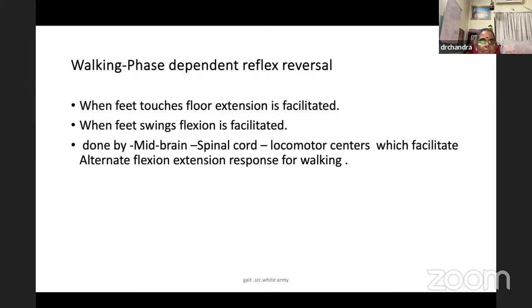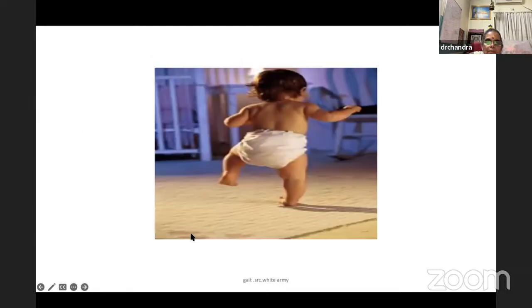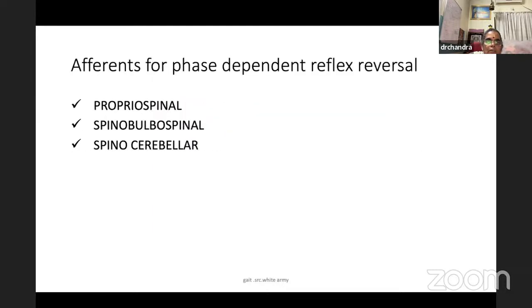So you have two locomotor centers. One is in the midbrain and another in the thoracolumbar cord. Both of them will facilitate this phase-dependent reflex reversal. So the afferents are going through, when the leg is touching the floor, extension is facilitated. How does the body know that that leg is touching the floor? Through the propriospinal inputs, the spinobulbospinal inputs and spinocerebellar inputs through the Clarke's column. Which part is touching the floor will be conveyed to the higher centers.